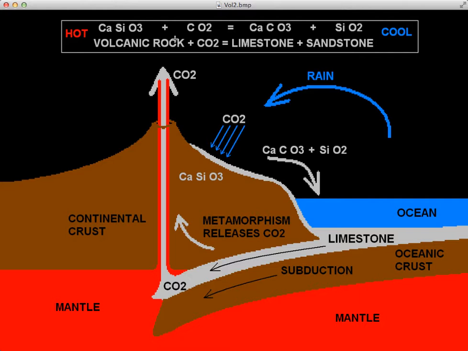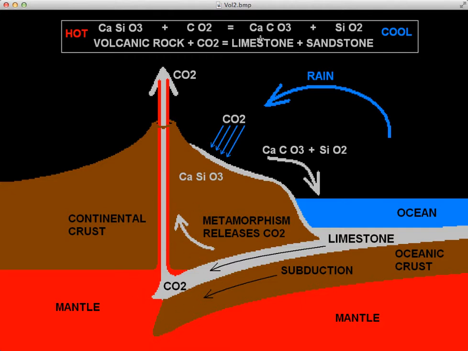This formula here is known as an equilibrium reaction. What it is on the left here, we have how the chemicals like to be when it's hot. For example, the calcium silicate and the carbon dioxide, they prefer to be in this form when they're down in the mantle where it's very, very hot.